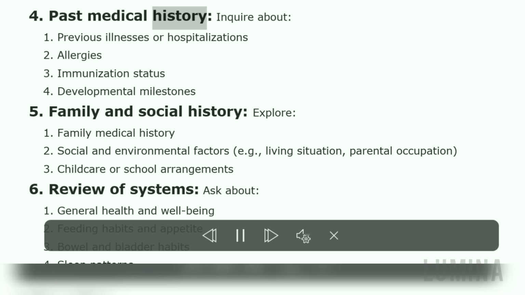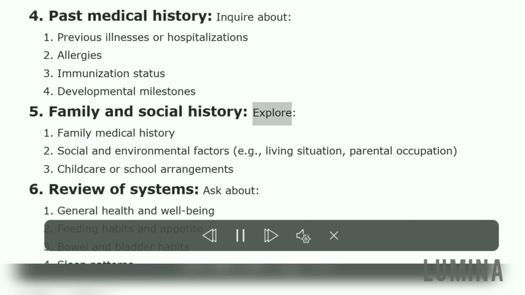4. Past medical history. Inquire about 1. Previous illnesses or hospitalizations. 2. Allergies. 3. Immunization status. 4. Developmental milestones. 5. Family and social history.